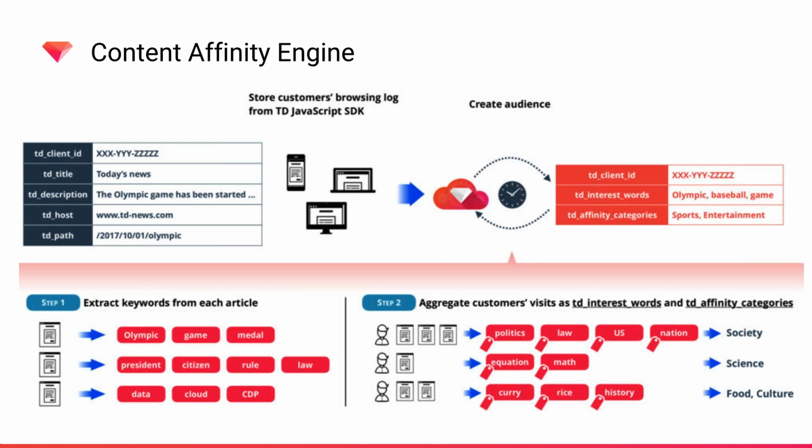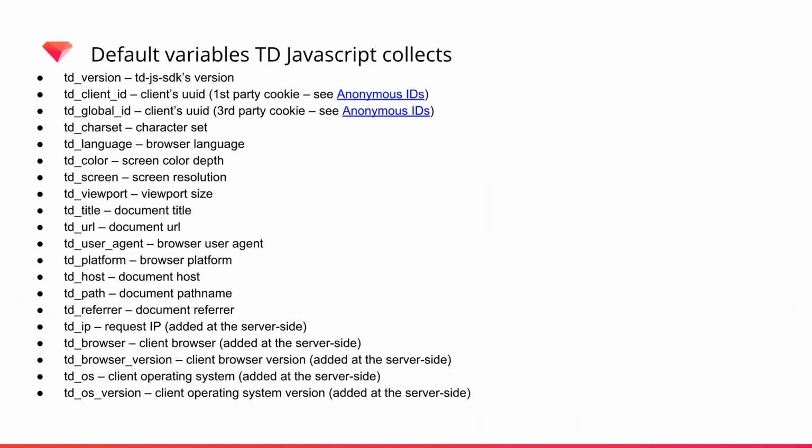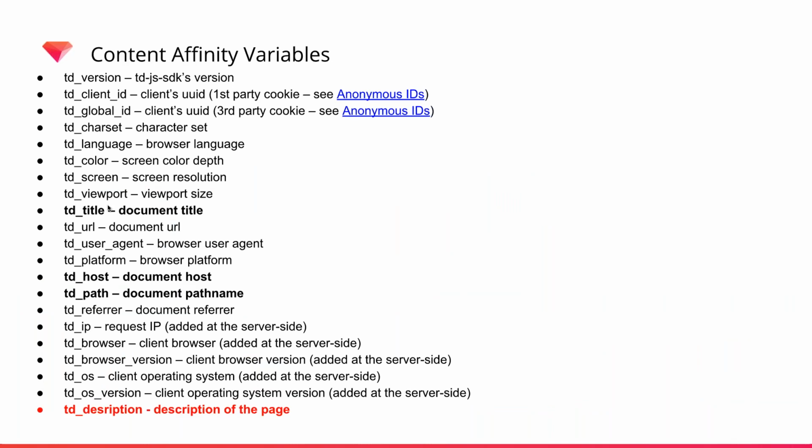And the way we can help you with this is with our Content Affinity Engine. And the super awesome news is that Treasure Data by default collects all of these variables. If you've used a web analytics package, these are pretty common variables. If you want to use the Content Affinity Engine, the variables you have to get in are in bold. And so it's title, host, path, and description.